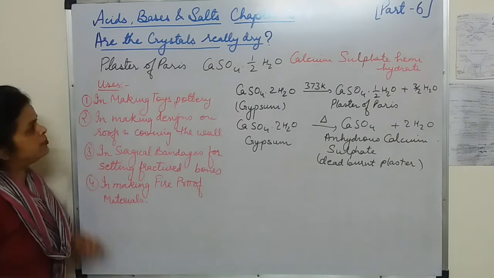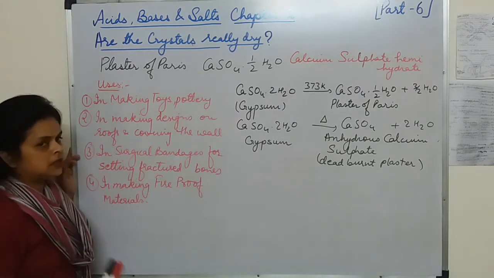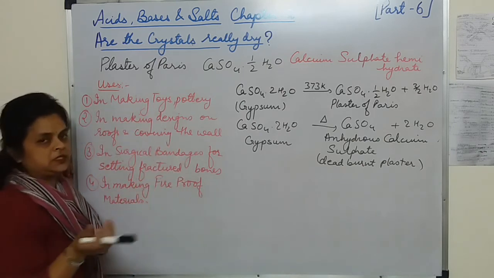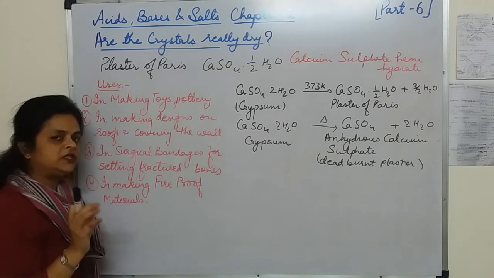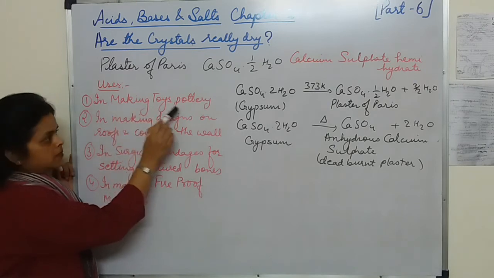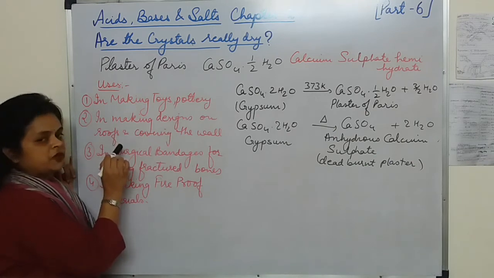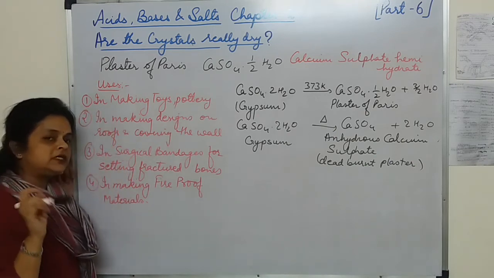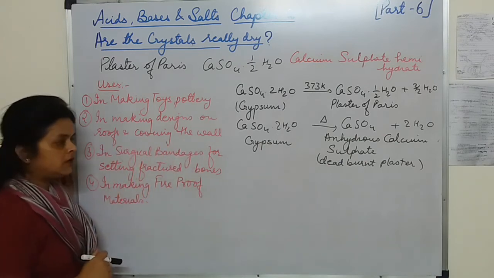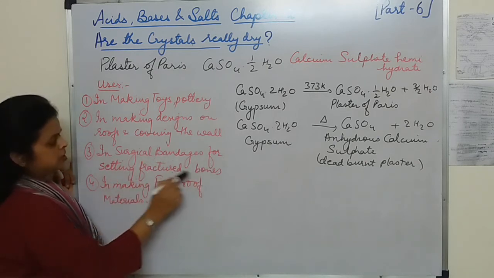Now, this plaster of Paris has certain uses, as we had discussed for the other compounds also. It is used in making toys. It is basically known by the name POP, plaster of Paris. In making toys, pottery, etc. In making designs on the roofs, if you have seen the false ceiling, it is made up of POP. For covering the wall, we use plaster of Paris. Third, in surgical bandages for setting fractured bones.